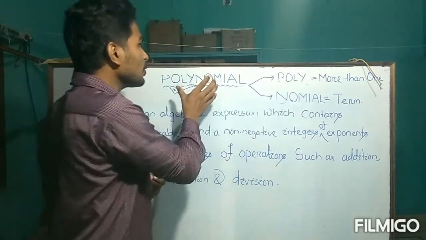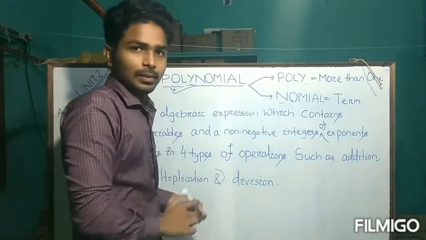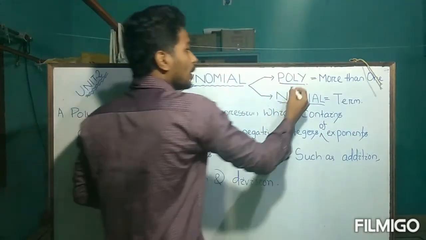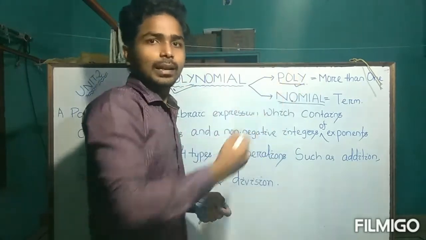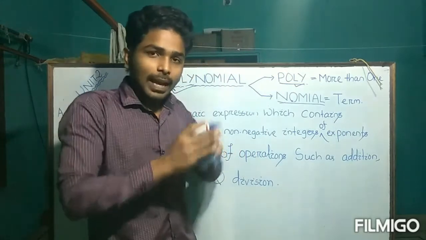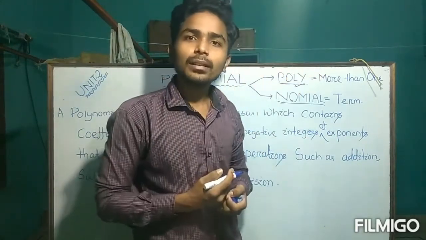A polynomial is a term which contains two words. One is poly, another is nomial. Poly means more than one, and nomial means term. So anything that contains more than one term is called polynomial.